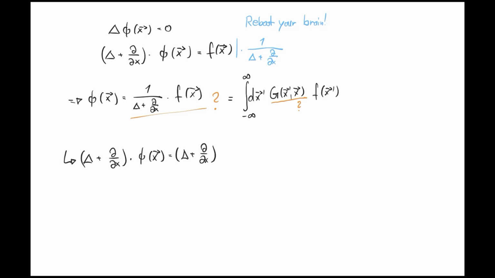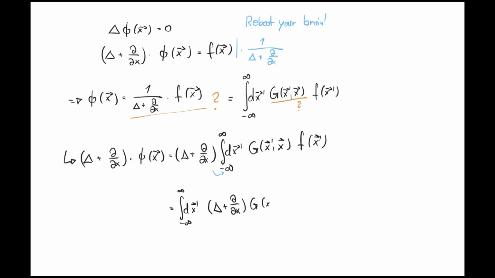So we do exactly that, and we have the differential operator times the integral, which contains the Green's function and also the inhomogeneity f of x. We can now exchange the differential operator with the integral. And if we do that, we write down the integral of the differential operator times the Green's function times the inhomogeneity. And from the differential equation, we know that this has to be f of x.